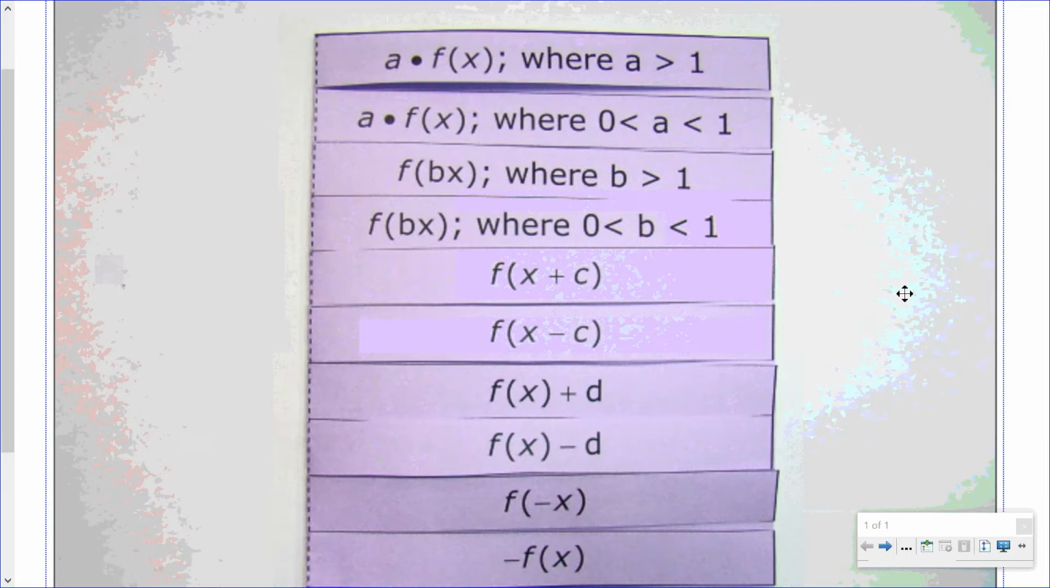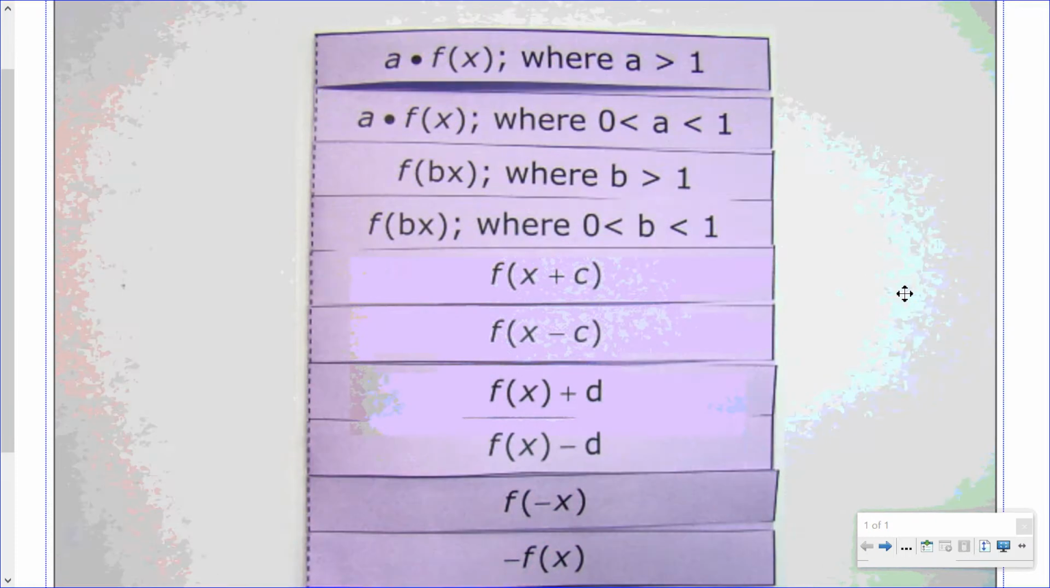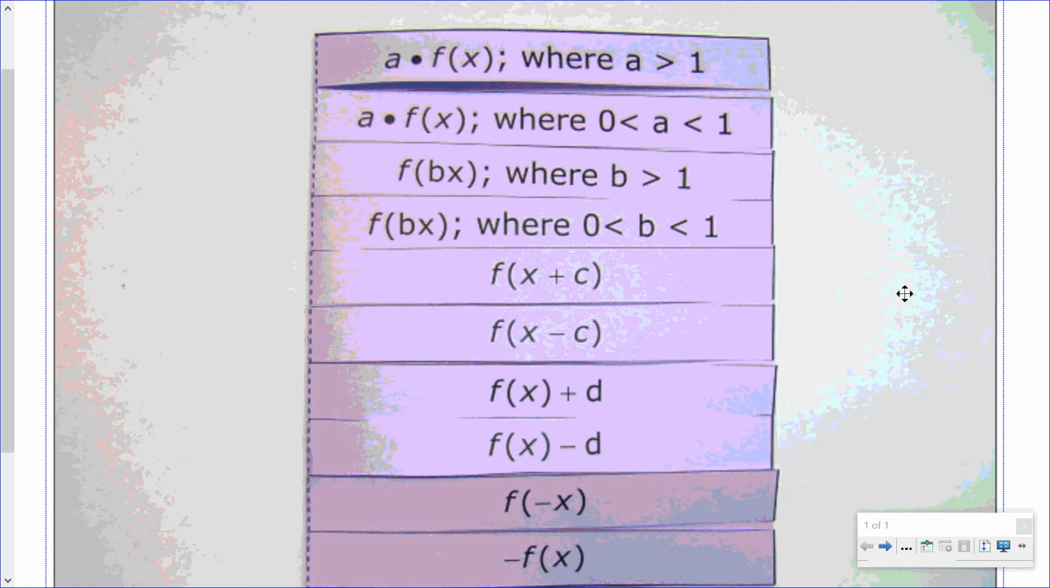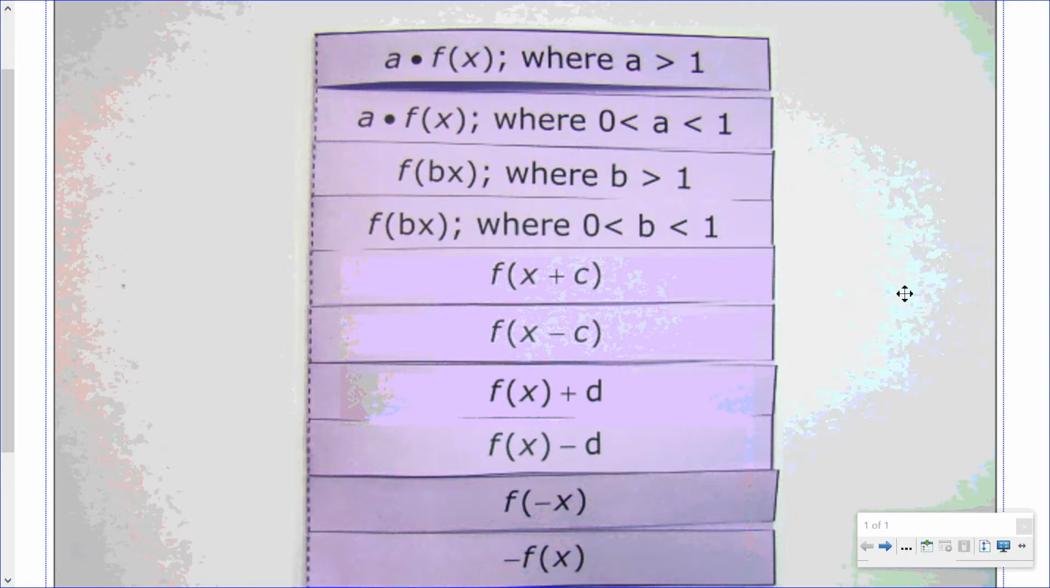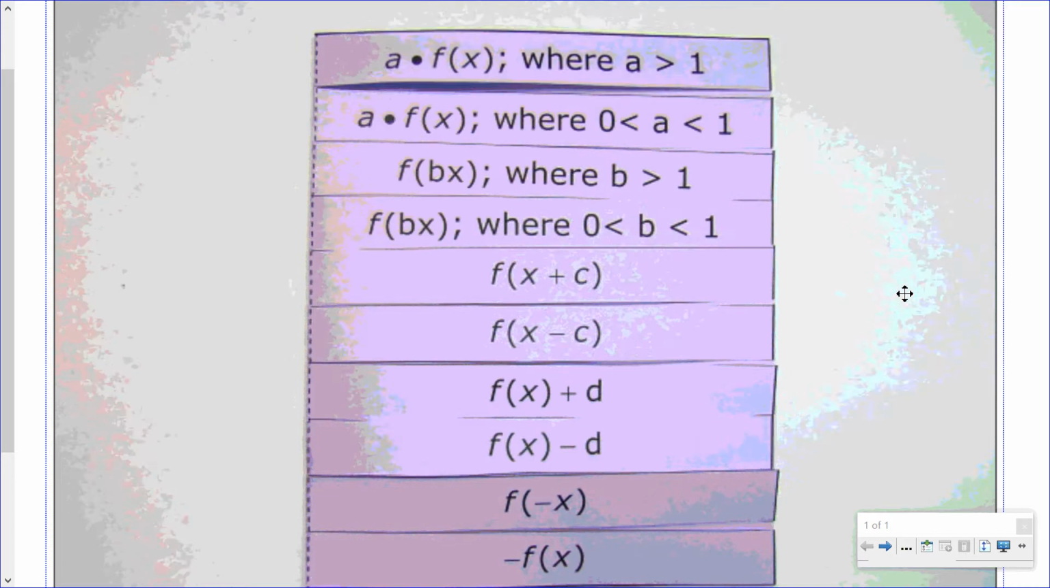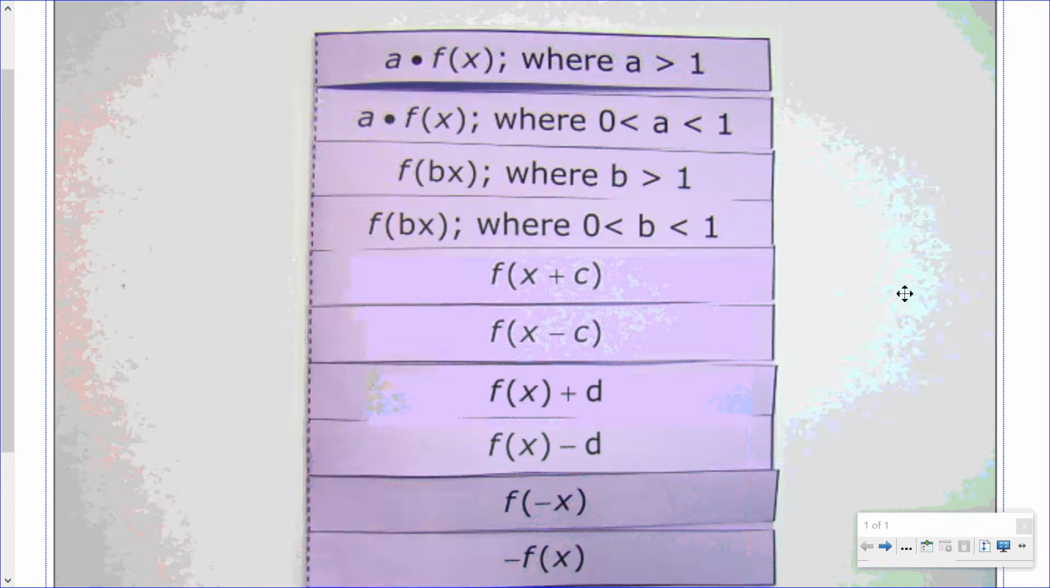In the next flap, we have a times f of x once again, so I've got something happening to my y value. But this time it says that a is going to be greater than 0 but less than 1. Notice that it's between 0 and 1. A cannot be 0 or less than 0, because if I multiply by 0, my function would just become 0. So it's going to be between 0 and 1, and we'll deal with the negatives when you get a little further down in your foldable.